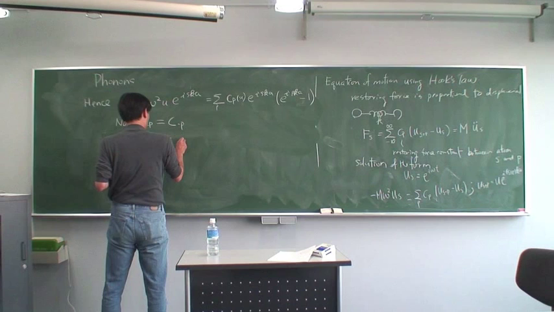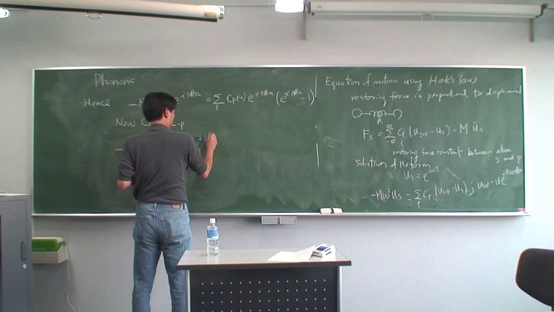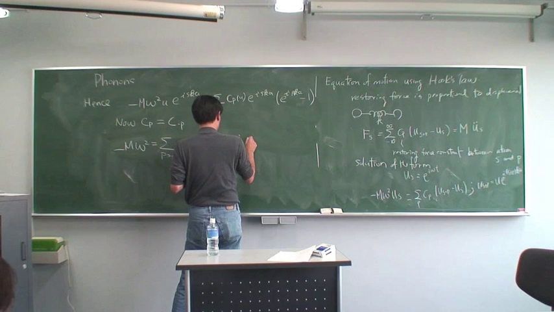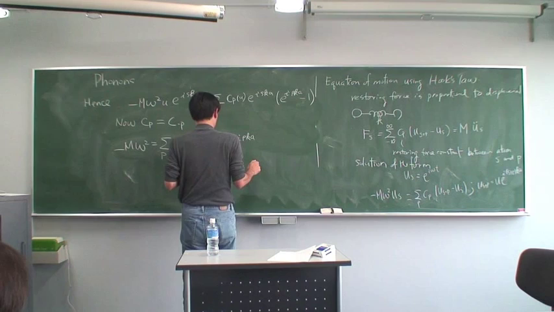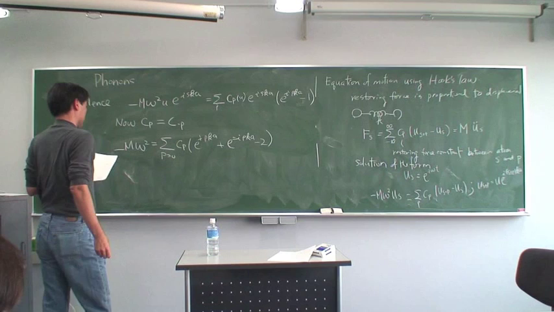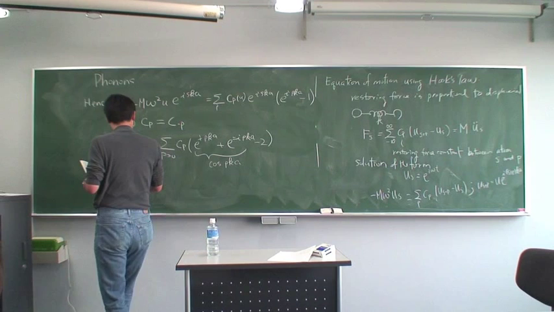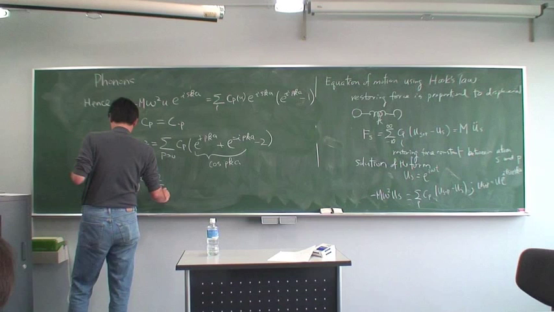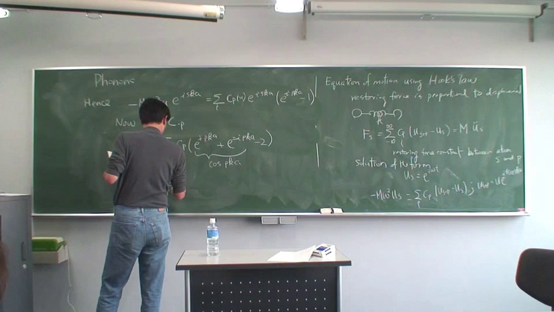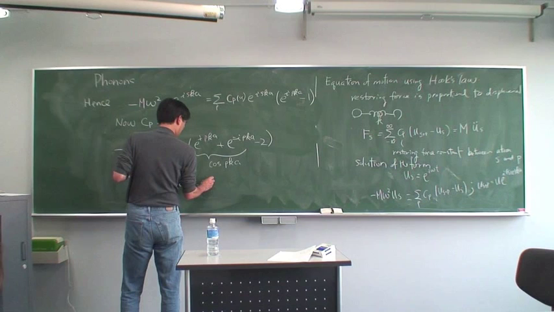And C_p, e^{ipka} plus e^{-ipka}, minus 2. That's what you get. And here, this is cosine pka. So at the end, what you get is ω² equals 2 over m, sum over p larger than 0, C_p, 1 minus cosine pka. That's it.